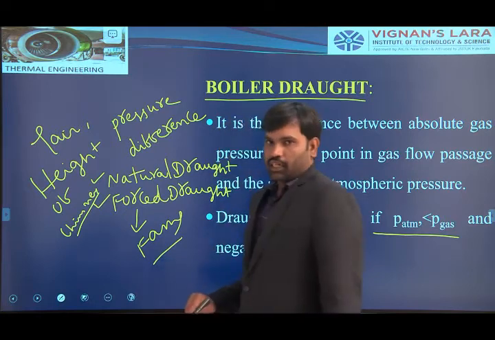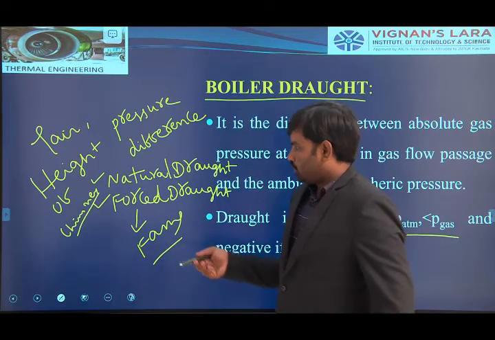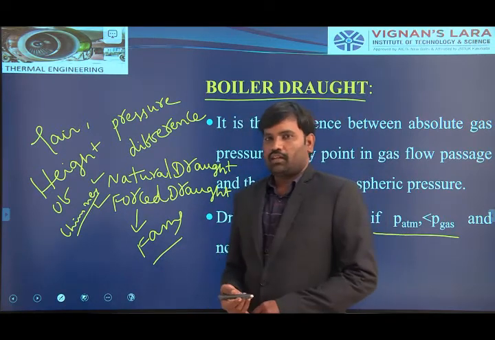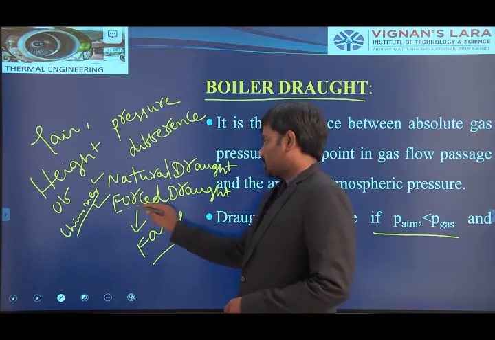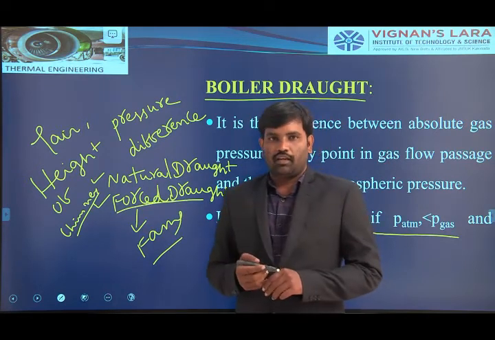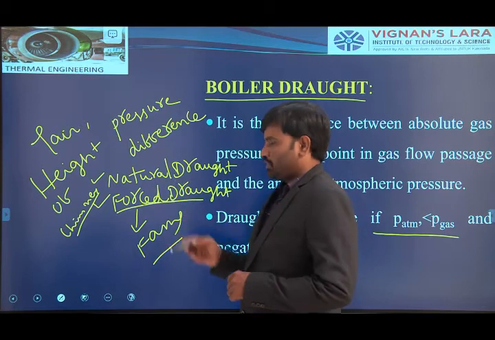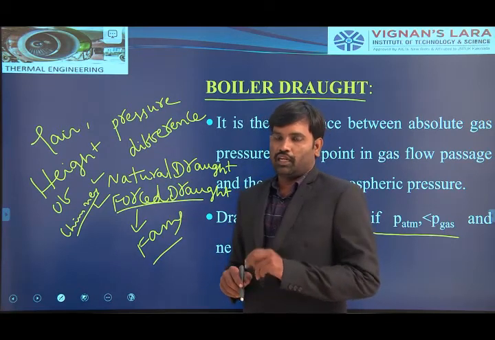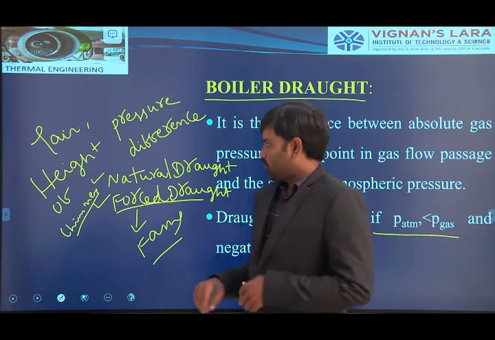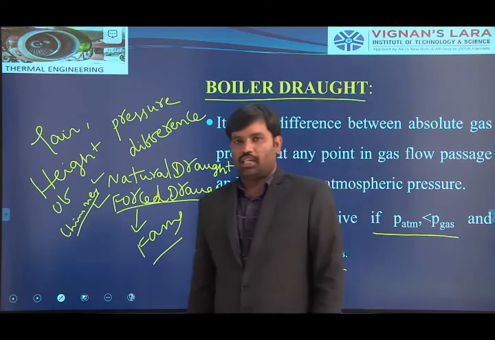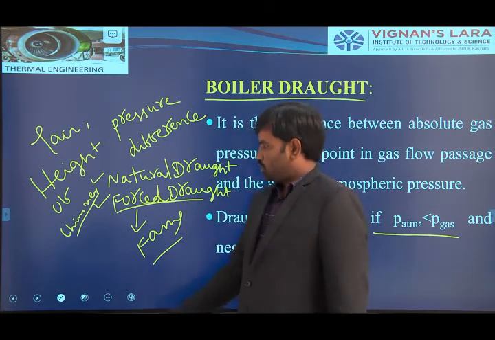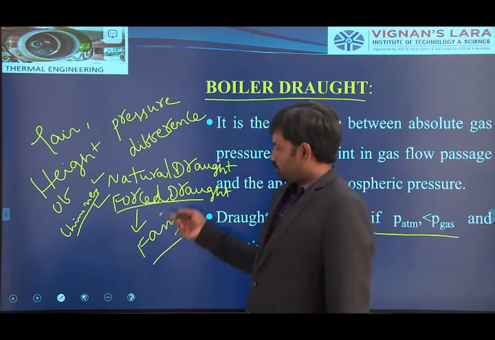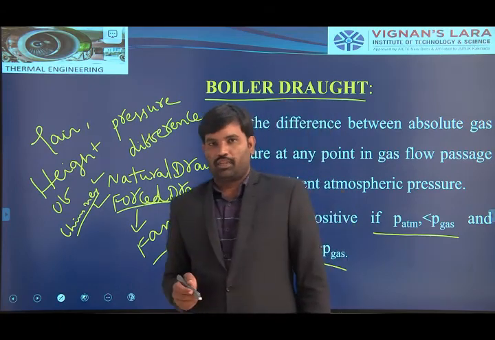We use the mechanical draught system, the forced draught system. This forced draught system is also called artificial draught. Natural draught and artificial draught, these two are the boiler draughts. In the next class we will see the difference between natural draught and forced draught: how we produce the natural draught and how we produce the forced draught system. Okay, thank you.